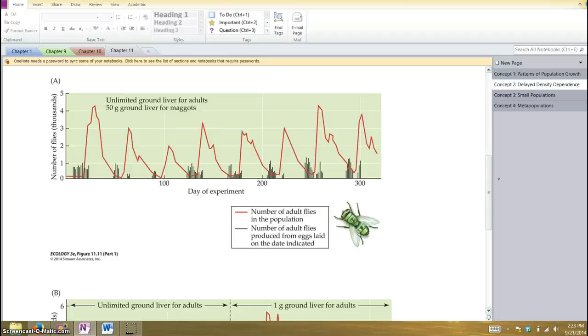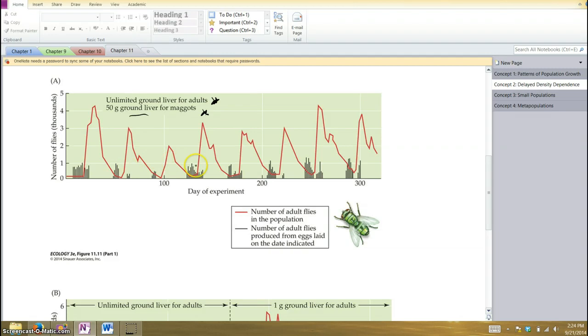So in this experiment, what they did was the adults in the experimental populations got unlimited food, but the maggots, that is their offspring, their food was limited. And so that generated this sort of boom and bust cycle of population growth. Why is that? Well, the explanation is, the adults essentially have plenty of food and they can do quite well and lay lots of eggs.